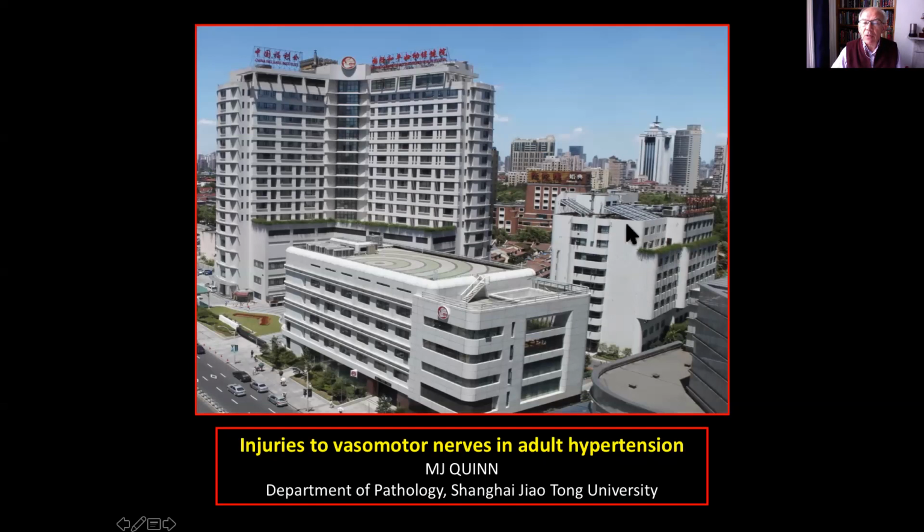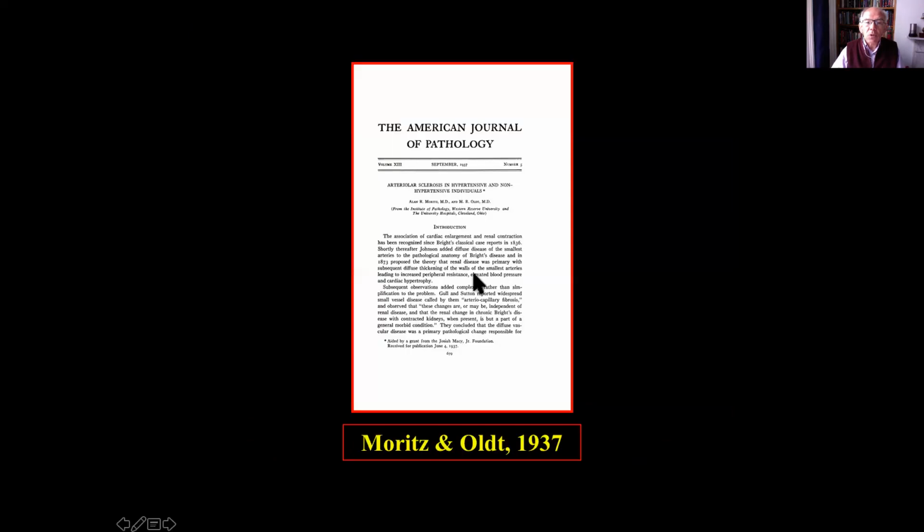This work was done in the pathology department, level 9 of the pathology block over here, and there's a little bit more to do, as you will come to see. Now, this work turns on a very important paper published in the American Journal of Pathology in 1937 by Alan Moritz and Mary R. Oldt.